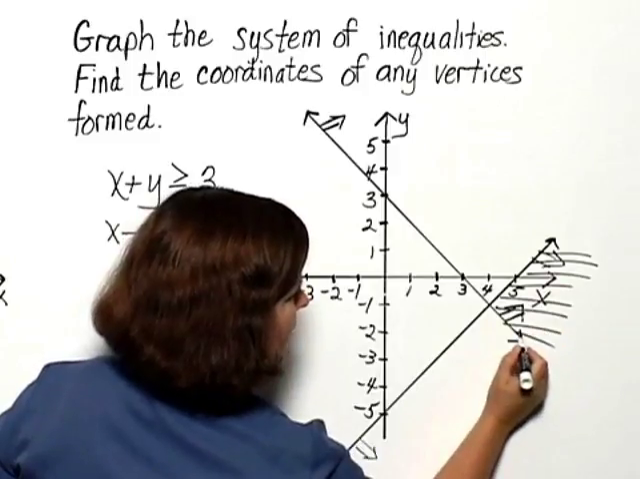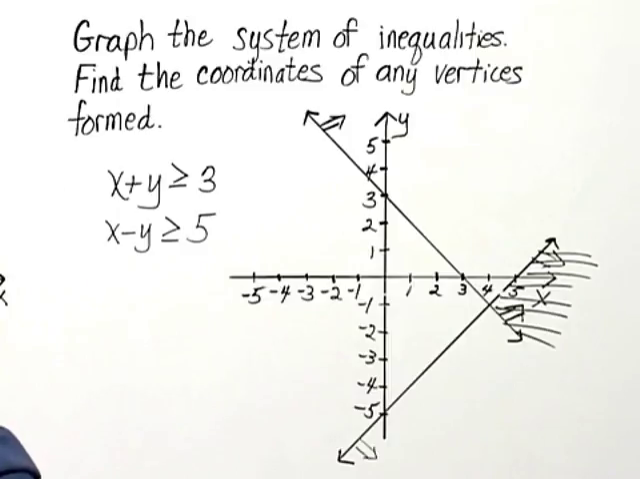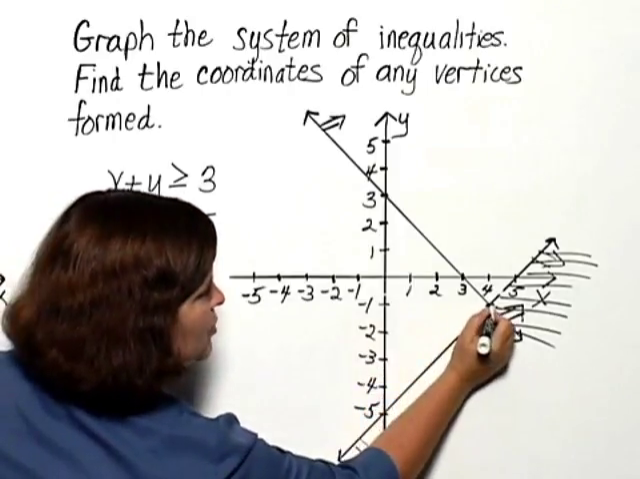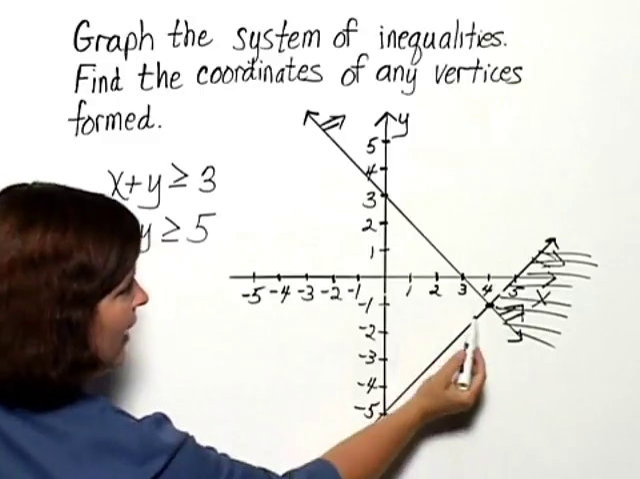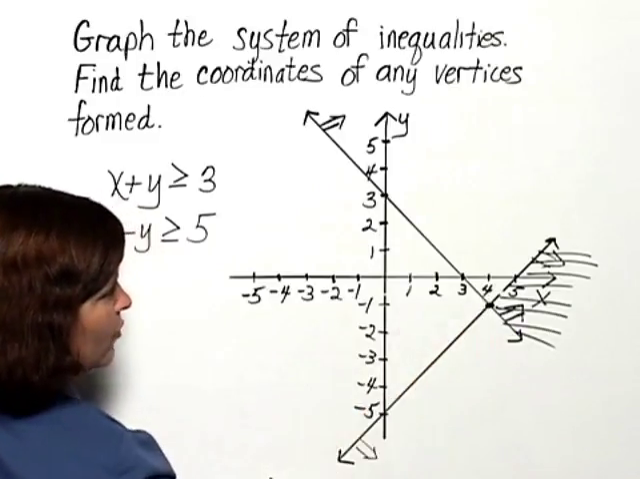And we could extend the line if we wanted to show that that's actually the graph of the system of inequalities. We're almost done. We're also asked to find the coordinates of any vertices formed. Well, the vertices are the places where the lines intersect, which is this point right here. To find this, we could look at the graph and it looks like the point (4, negative 1).